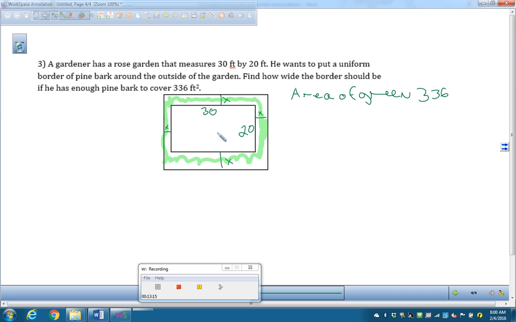Do you understand that? Okay. How would I calculate this? If this is 20, what is this dimension from here to here? If this is x and this is x and this piece is 20, what's that dimension in terms of x? Not 20x. 20 plus 1x and 1x is 2x, so 20 plus 2x. What's this dimension from here to here? If this is 30 and each of these sides is x, what's that?